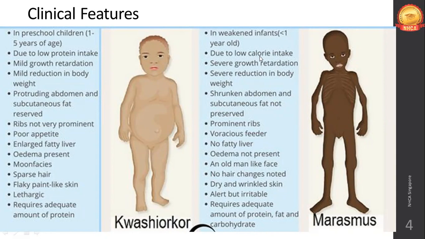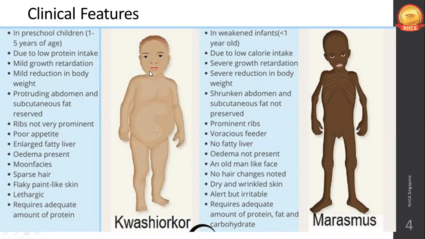Enlarged fatty liver. Fatty liver is absent in marasmus. Edema is present. The moon face is usually because of edema, because of swelling. The child has a moon kind of face, a well-rounded face. Sparse hair, flaky paint-like skin.